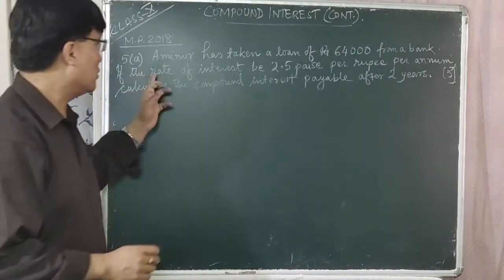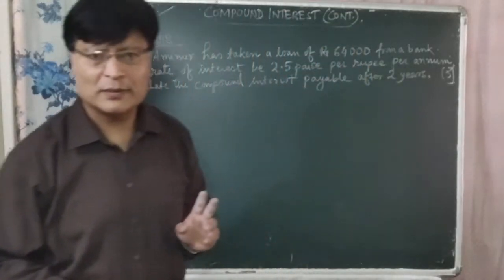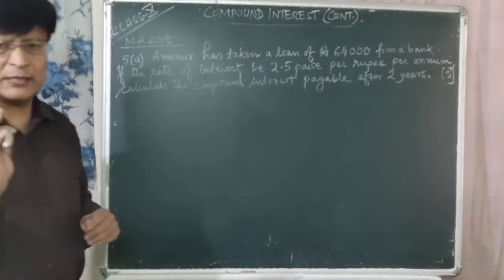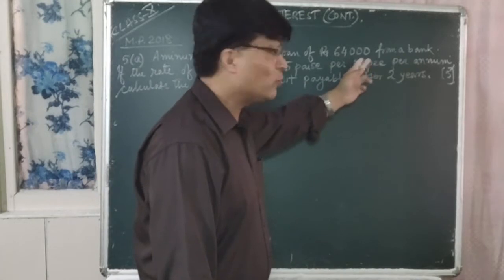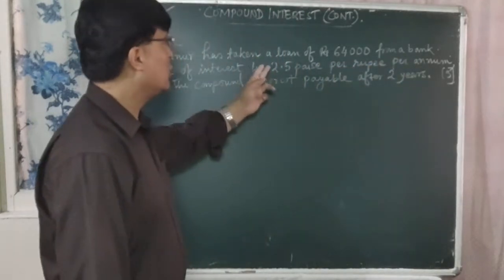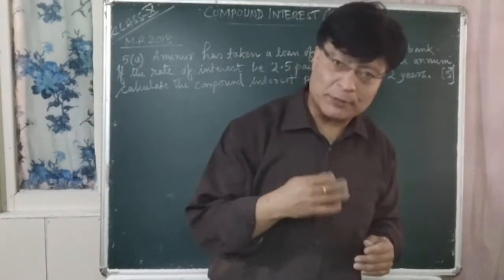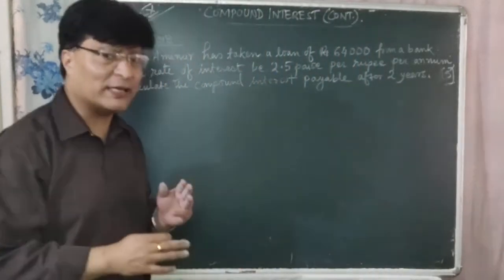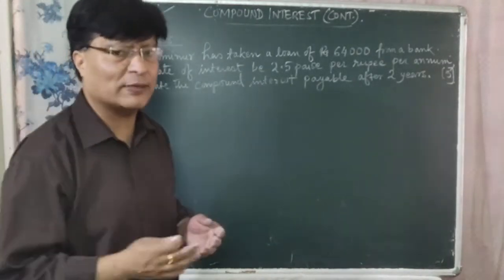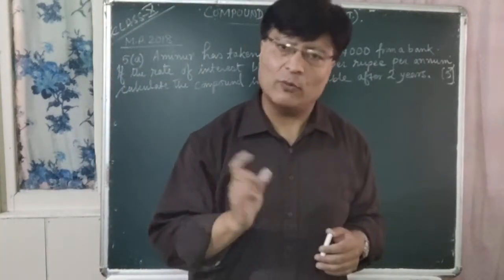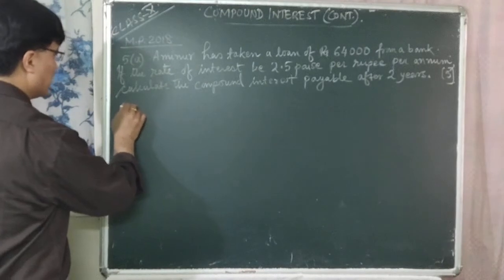Okay? So what do you mean by rate of interest be 2.5 paise per rupee per annum? From this statement we mean that interest on rupee 1 for 1 year is equal to 2.5 paise. Now in order to calculate in percentage, you have to find out the interest on rupees 100 for 1 year. Percentage means out of 100. That means you have to calculate the interest on rupees 100 for 1 year. Okay. So what is given in the question? Now it is the solution.